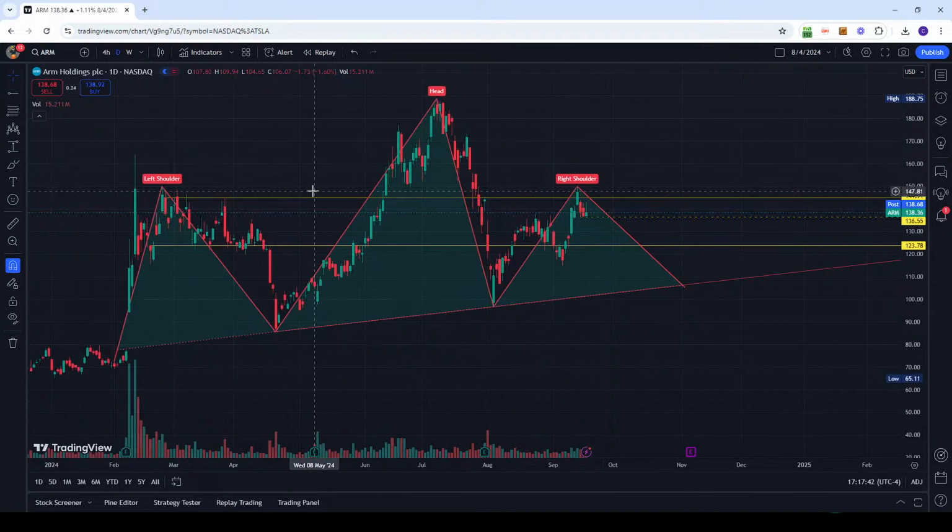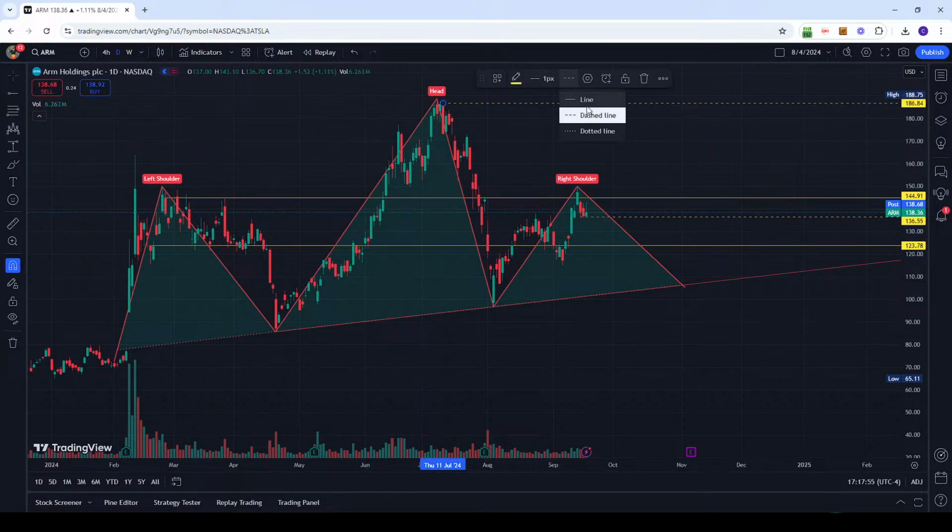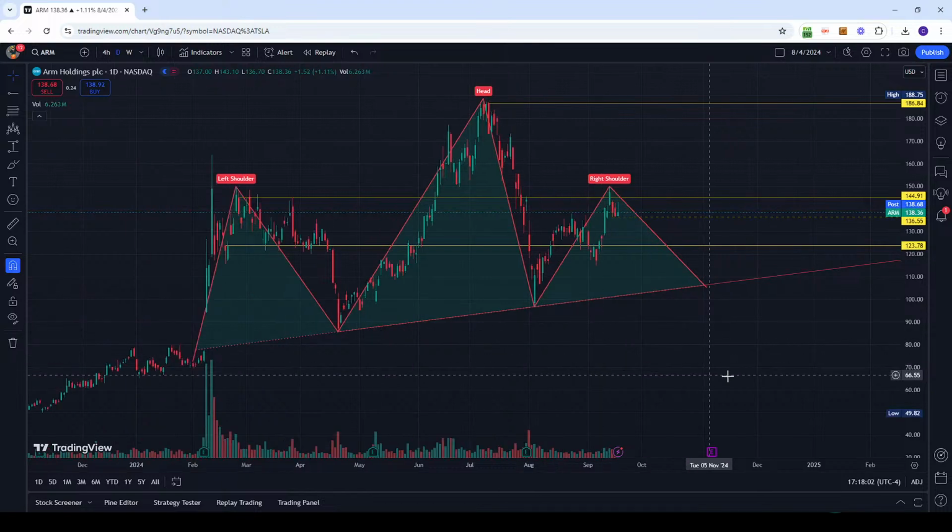So this head and shoulders setup would be invalidated if the right shoulder peaks above the head. So that means above that level. I'm going to go ahead and mark a resistance level up there. I'm going to do it as major because it rejected hard off that level. But right, this is intact.